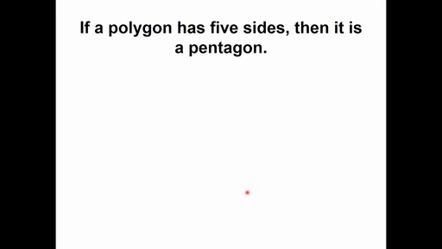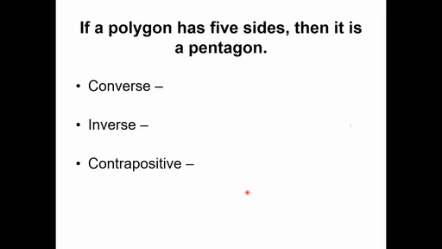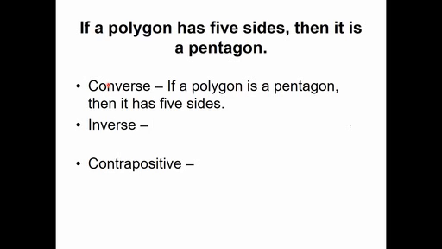So here we have a conditional statement, and the challenge is to go ahead and write out these three conditionals. This is our original. Pause this, give it a try, then come back and see if yours match. I'm assuming you paused and that you're back now. So the converse, remember, all we do is interchange, so it should look like this. If a polygon is a pentagon, then it has 5 sides.